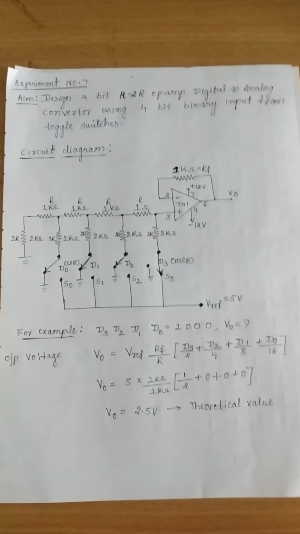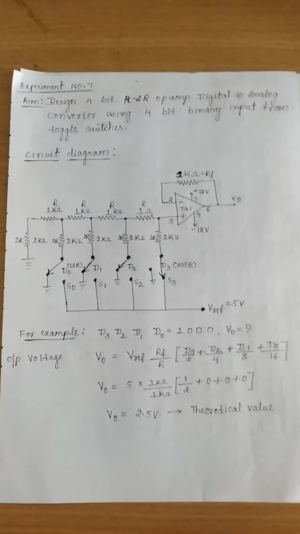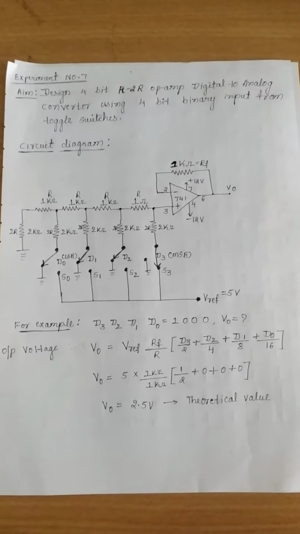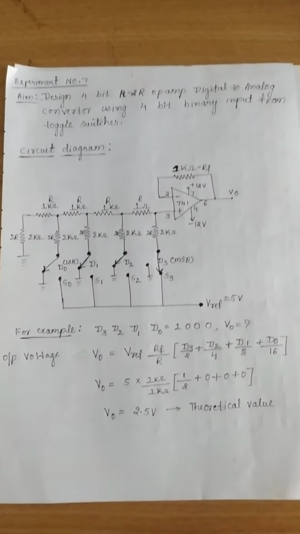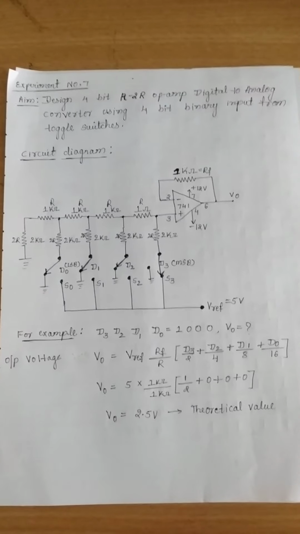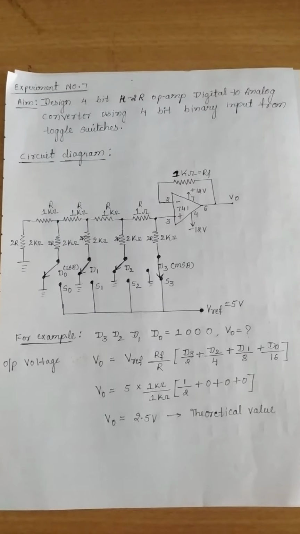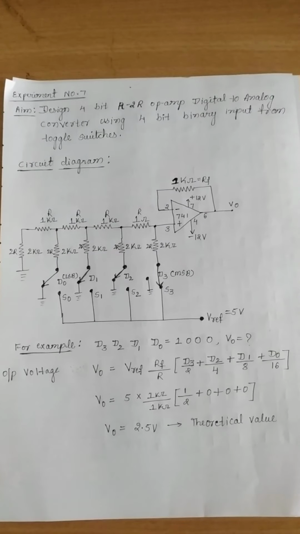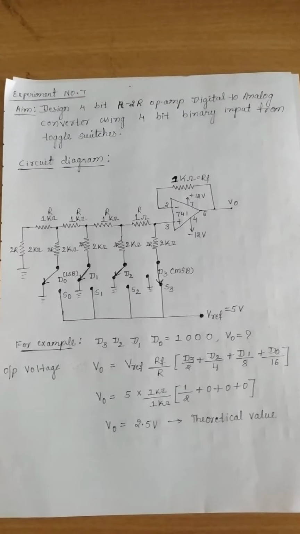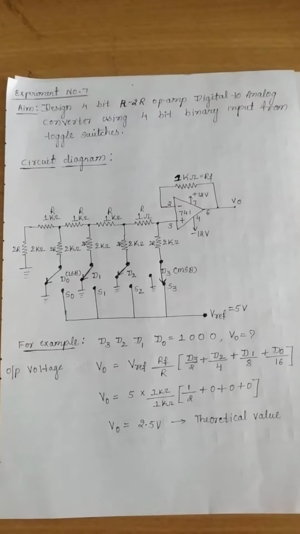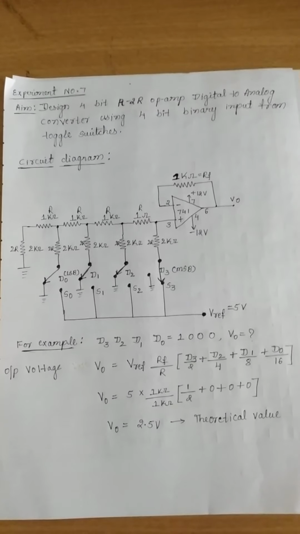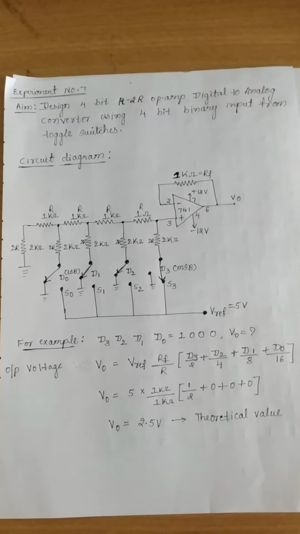The circuit diagram for this R-2R op-amp digital to analog converter is shown in the figure. Here we are using four 1K resistors, those are called R, and op-amp 741. And next we will use the 2R resistors as 2K resistors. This is the 4-bit R-2R op-amp digital to analog converter.